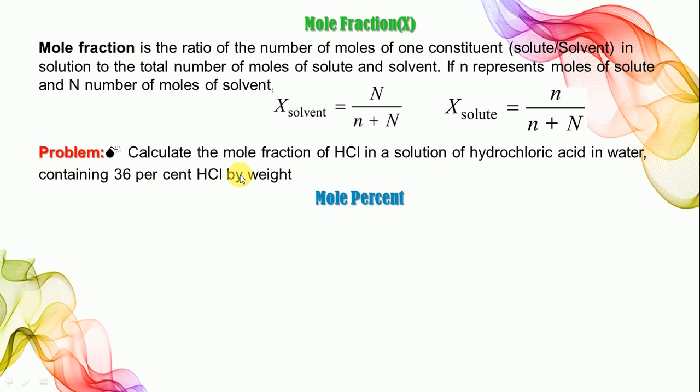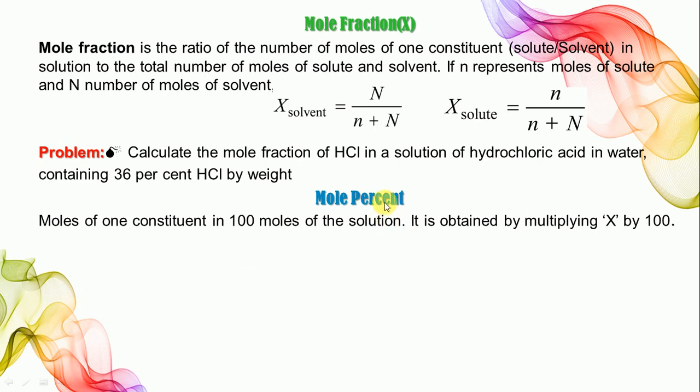In that connection, 64 gram water will be 64 divided by 18 moles. This is the mole of water, and by putting these values of small n and capital N, we can calculate the mole fraction of solute. Next, mole percent. Mole percent is nothing but the multiplication of mole fraction with 100. If we multiply the mole fraction with 100, then it becomes mole percent.